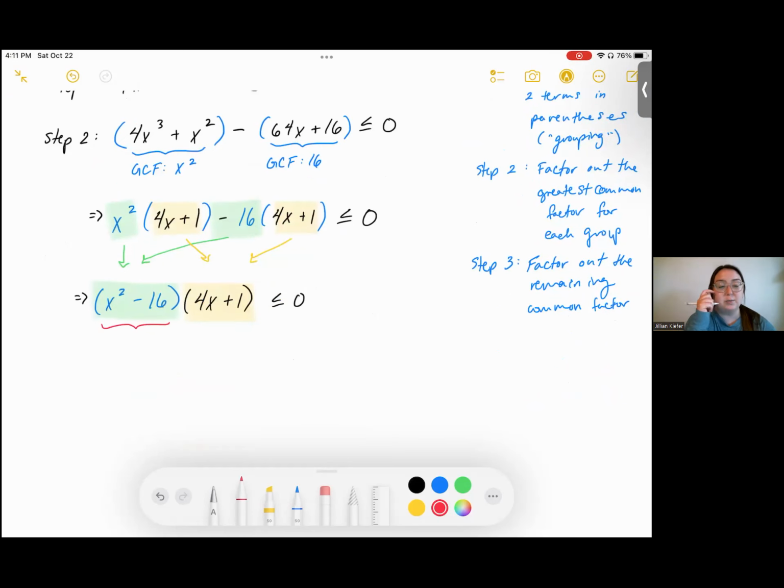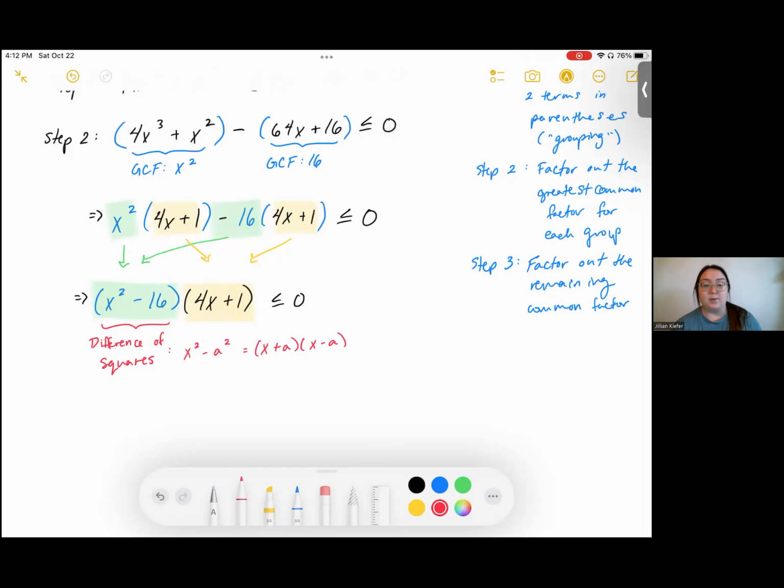And we have mentioned this before, but you could use the difference of squares for this statement. So the difference of squares is that if you have something that looks like x squared minus a squared, this would factor into x plus a times x minus a.